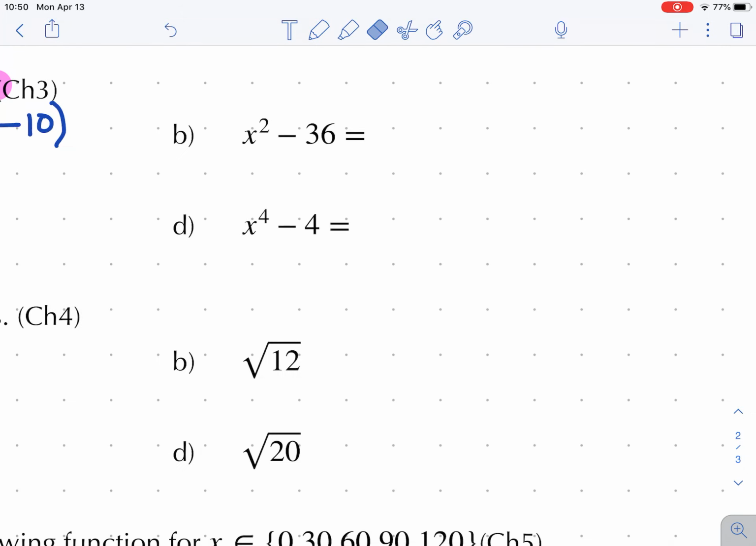Question B, same thing. It's a difference of squares. So we create our two binomials for our solution. And one is plus, one is minus. We square root the x squared to get x for the first term. We square root the 36 to get 6 for our next term.